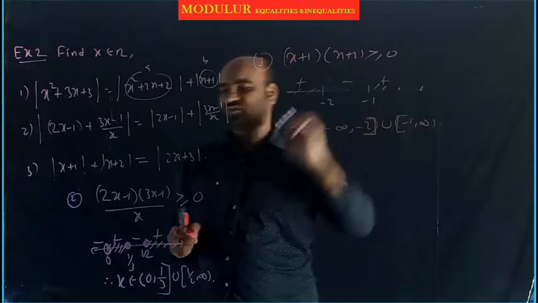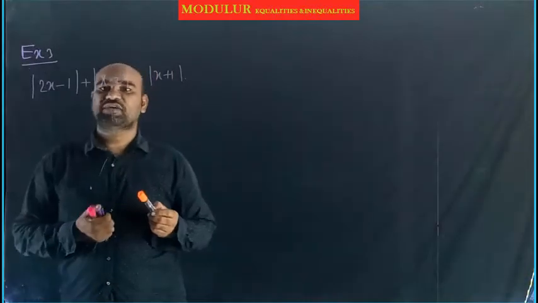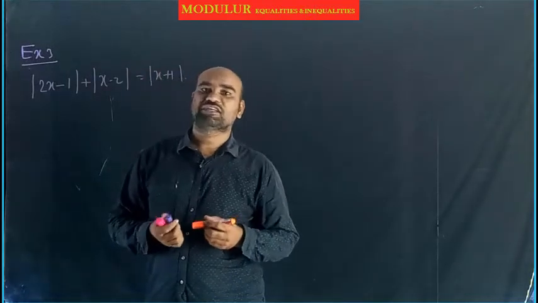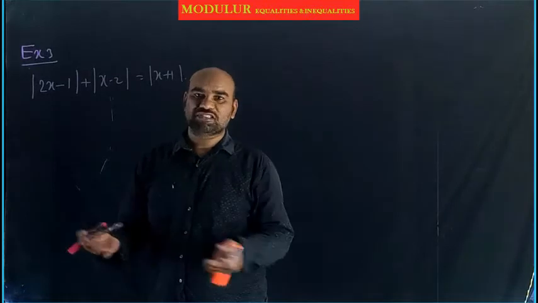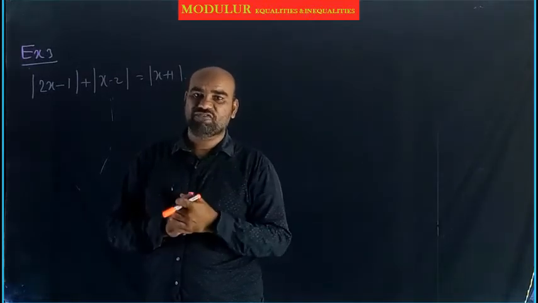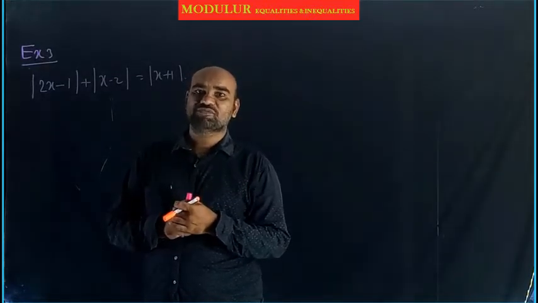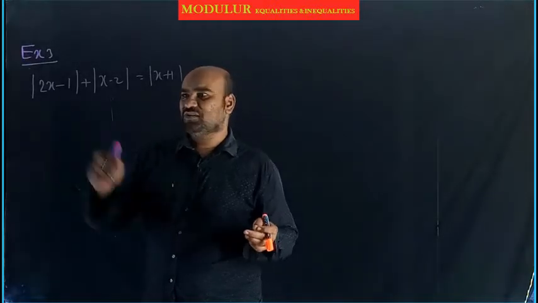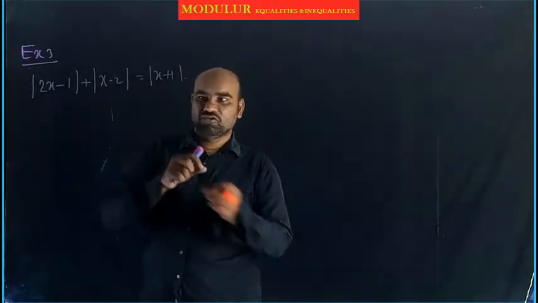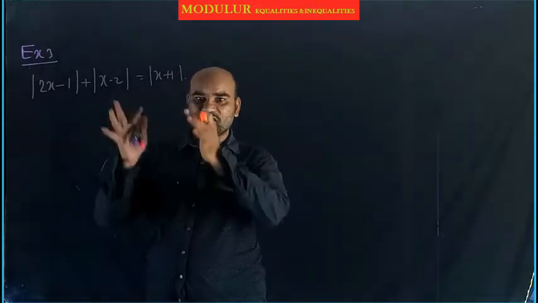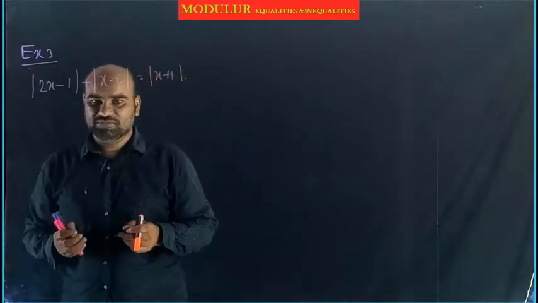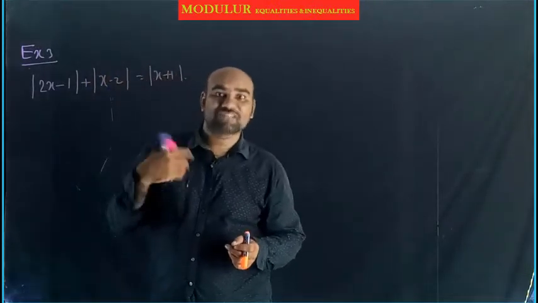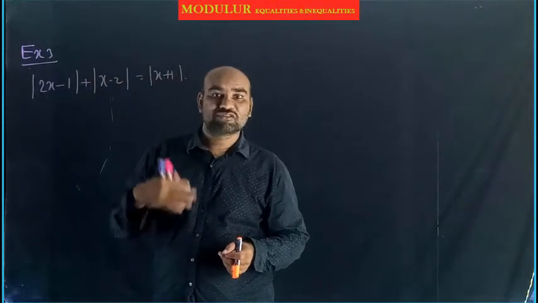Okay students, here example 3: modulus of 2x minus 1 plus mod of x minus 2 is equal to x plus 1. Find such x values. Generally, without using any properties you can solve the problem by using the basic definition of modulus. Sometimes that process becomes difficult. For example, here 3 modulus symbols are there. You need to take their zeros on the number line and divide into several cases. We'll get the solution, but it will take time. Sometimes the given problem may follow certain rules, and we want to identify such rules.